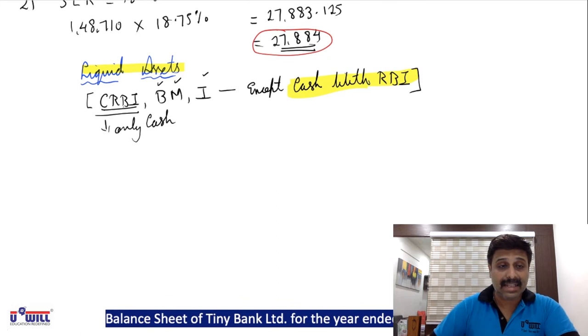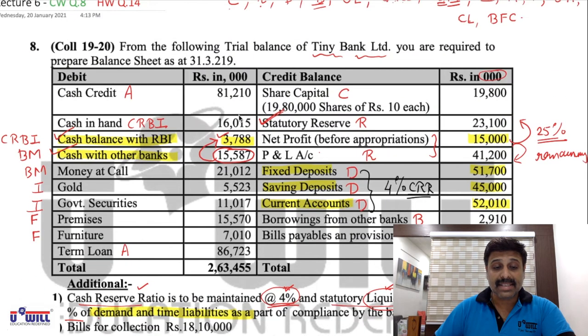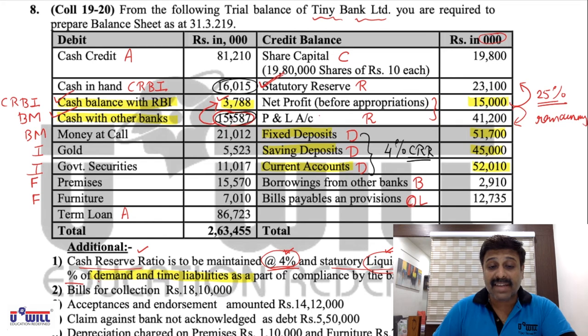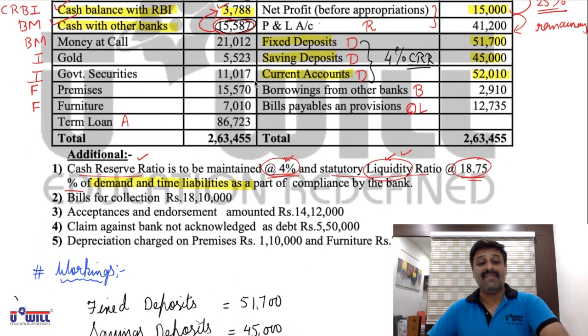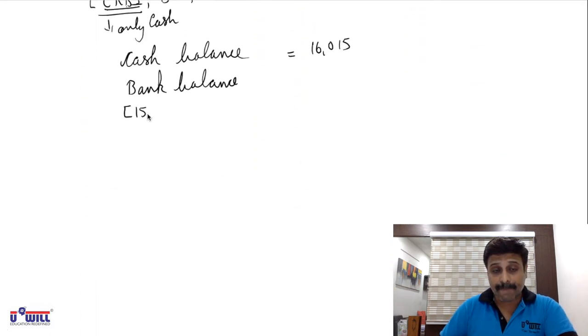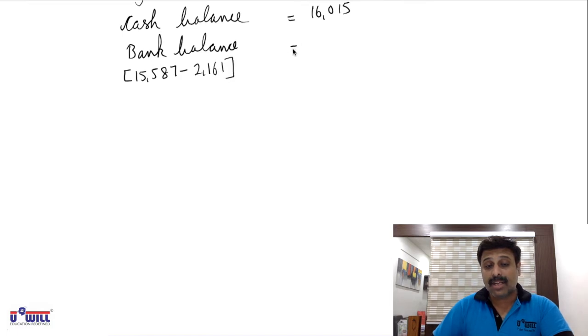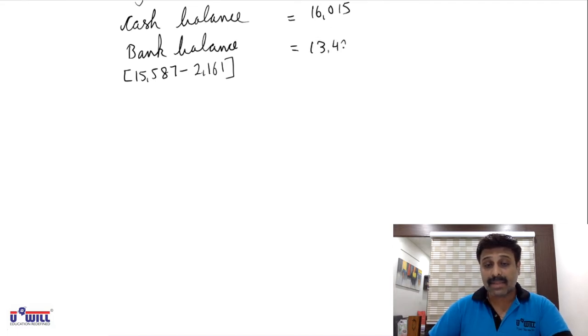So let us find out how many liquid assets are there with this tiny bank. How much is cash balance? All of you can see here, cash in hand is 16015. Then how much is bank balance, means cash with other banks? You can see cash with other banks is 15587, but from that we are going to deposit 2161 with RBI, so we subtract it from cash with other banks. So how much will be left? 15587 minus 2161, in other banks 13,426 will be left. This will be the balance with other banks.